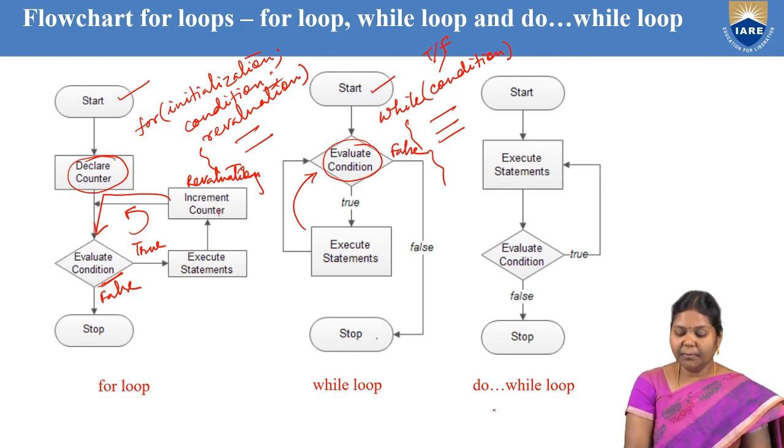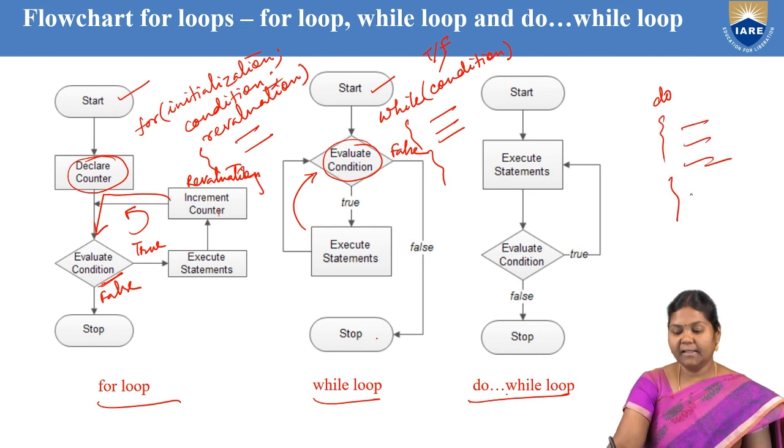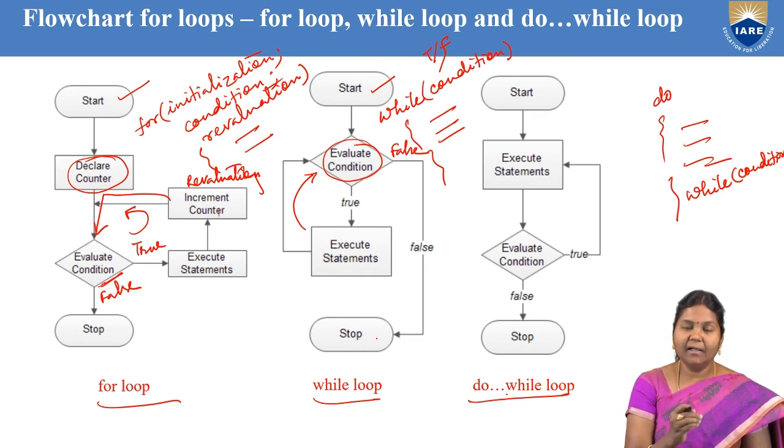Then the third type of loop is called the do while loop. In the do while loop, we write the pseudocode like this: do a set of statements, and at the exit we check the condition, while condition. Now in this, the block of code is executed at least once, and at the end of that we will test the condition. If the condition is true, then we'll repeat the code again. If the condition becomes false, it will come out of the loop.